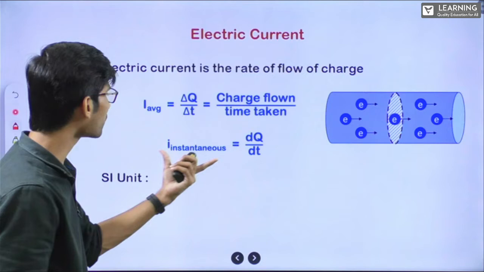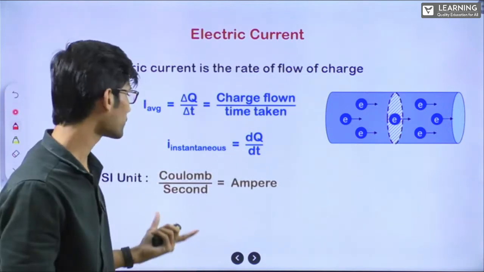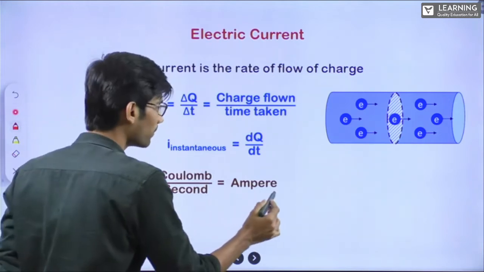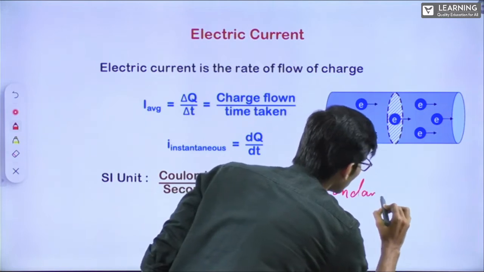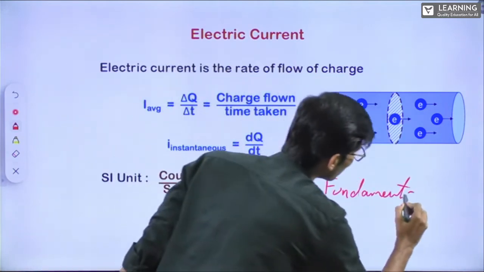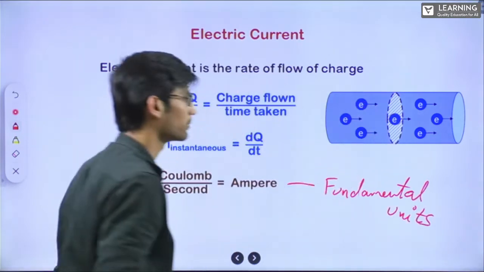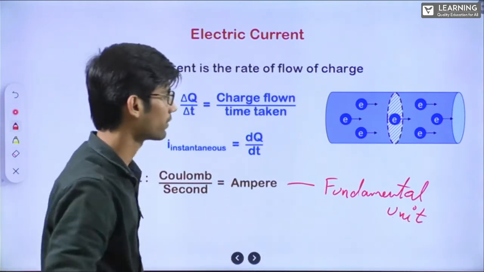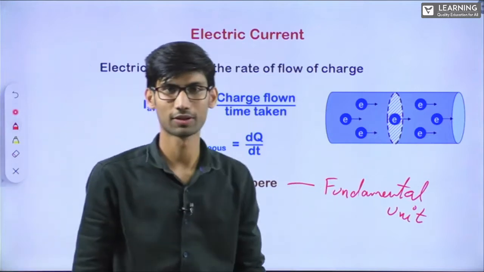Now, SI unit of current is Coulomb per second. Coulomb per second means ampere. We already know this. If you remember, this ampere is a fundamental unit. Remember, there were 7 fundamental units in your 11th standard you would have studied, right? In those 7, one was ampere. That is why it is important. Fundamental unit, I'll write. It is one of those 7 fundamental units. Coulomb was not fundamental unit, right? Ampere was a fundamental unit.